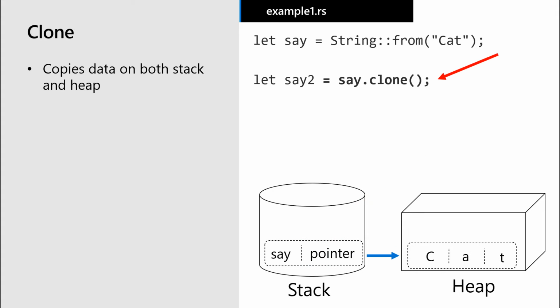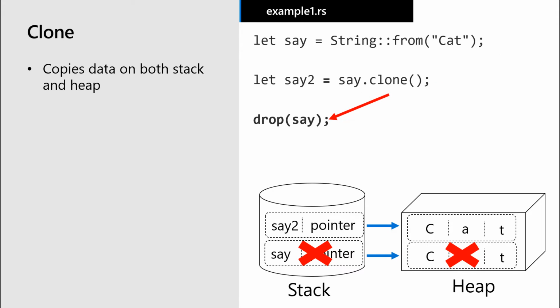What if, instead of moving the value of the say string, we cloned it using Rust's clone method? Then it would copy the value of our first string to an additional location on the heap. And then the new string, say2, on the stack would point to the new location on the heap. Therefore, if we dropped our first string, our second string would still be valid.